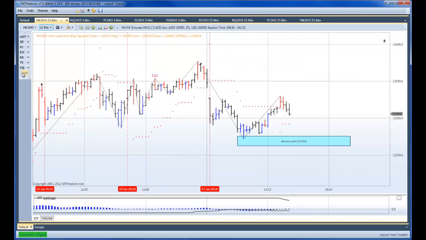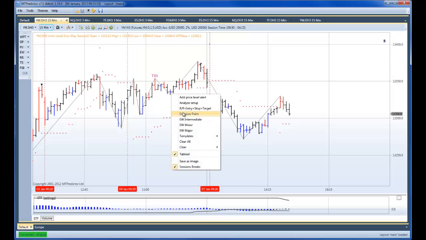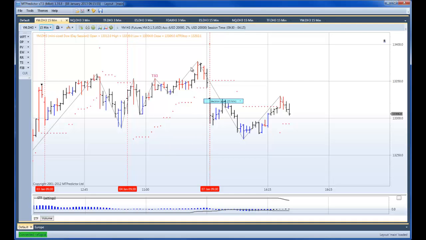So again, if I clear everything off and start from scratch, the DPs we normally tend to do are off the last pivots going into the swing high or low, which is this one here. So that would be our first decision point level. We then go back to the last major swing, in other words this one here, and use that as a decision point level. We don't tend to do swings on every pivot.